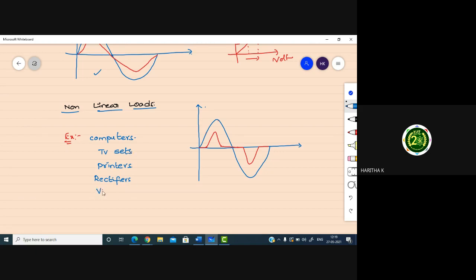In our previous topics, we discussed variable frequency drives, and this is also a non-linear load. Why? Because it consists of semiconductor devices like diodes, rectifiers, and inverters. So this is also a non-linear load. These are some of the examples of non-linear loads. Non-linear load means it has a low power factor. So you have to improve the power factor. Why does it have a low power factor?